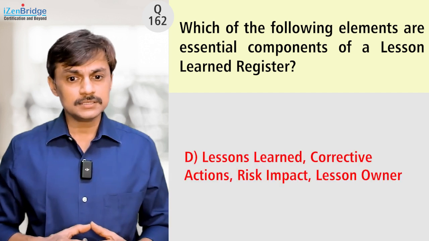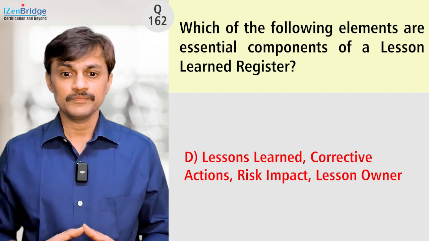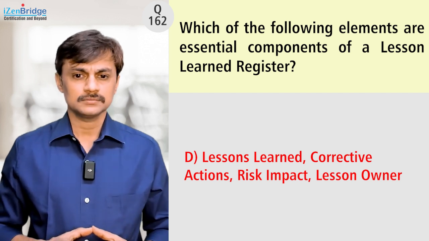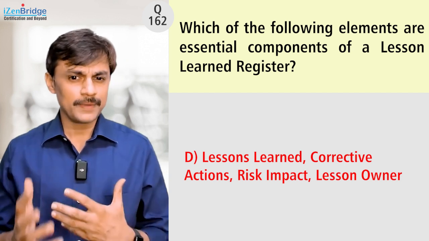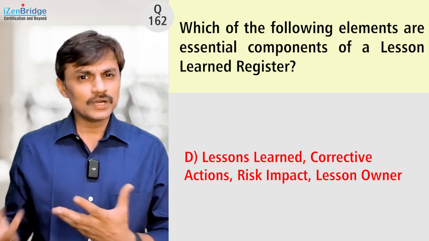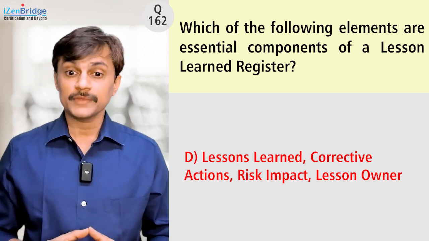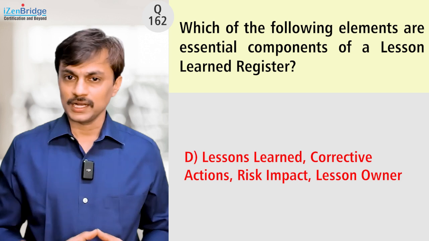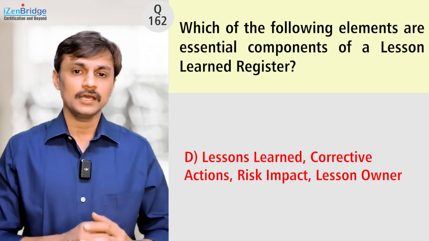Option D: lesson learned, corrective actions, good. Risk impact, a little risky. Risk impact can be there, but lesson learned producing what kind of risk is a little shaky. Lesson owner, I won't go with the lesson owner. So I can say lesson owner I can ignore.